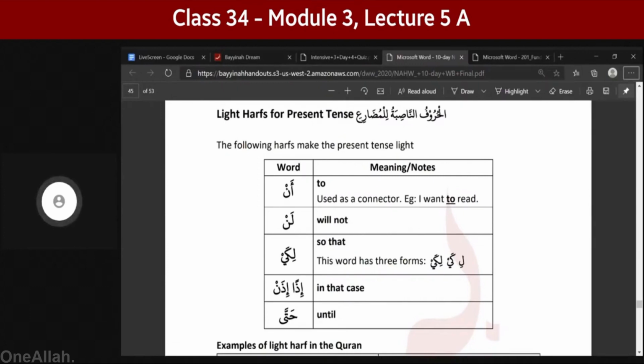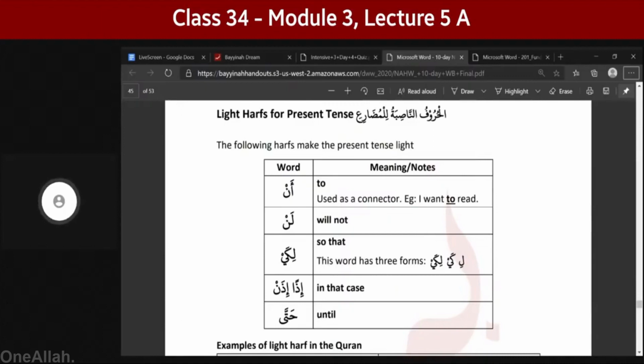We have the harf nasab to make it nasab, and we have the harf jar to make it jar. In present tense fi'ls, we have a similar concept. We have normal, then we have the harf light to make it light, and we have the harf lightest to make it lightest. These are the harf of light: an, lan, likay, idhan, and hatta. These are the harf of lightest.